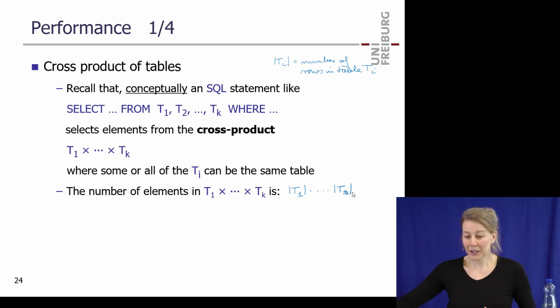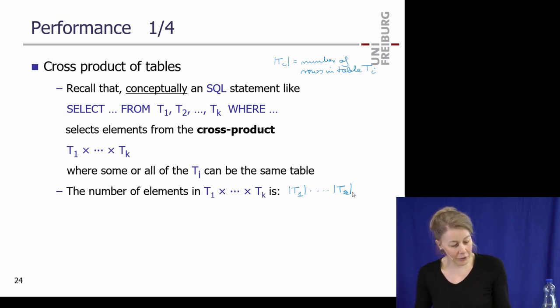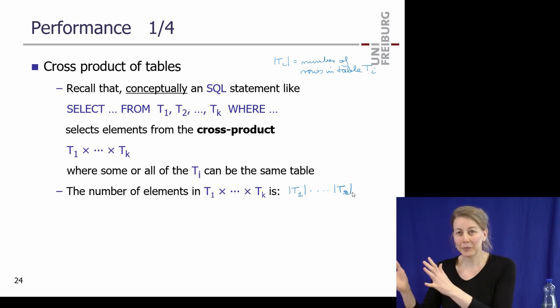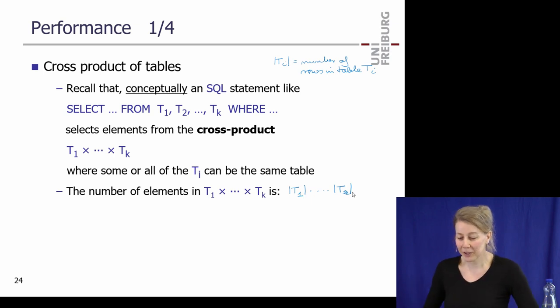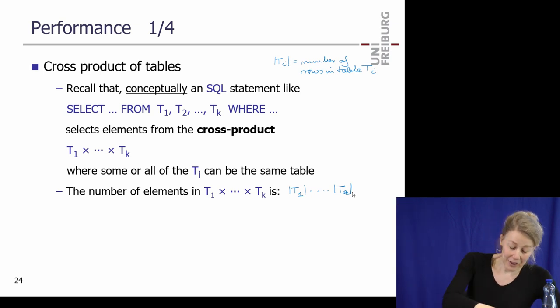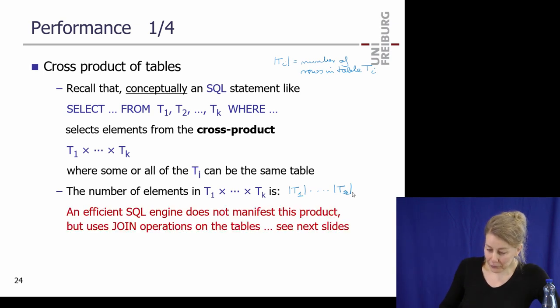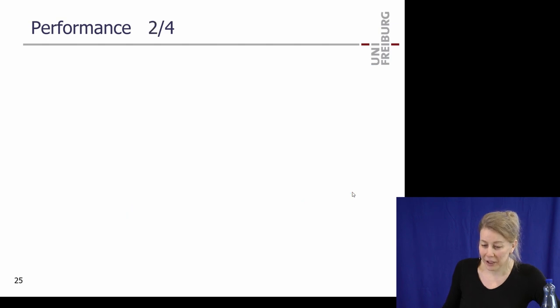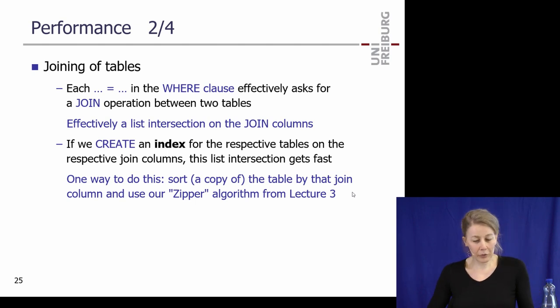Think about it, for the exercise sheet, you get a table with 38 million rows, and for most queries, you will need multiple copies, and you make a cross product of a table with 38 million rows. And if it's the same table, then it's 38 million to the k, and that's just very big. So any engine that does something meaningful will not materialize this product, but it will do something more efficiently. And this is what I will show you now, and I will explain it to you by an example.